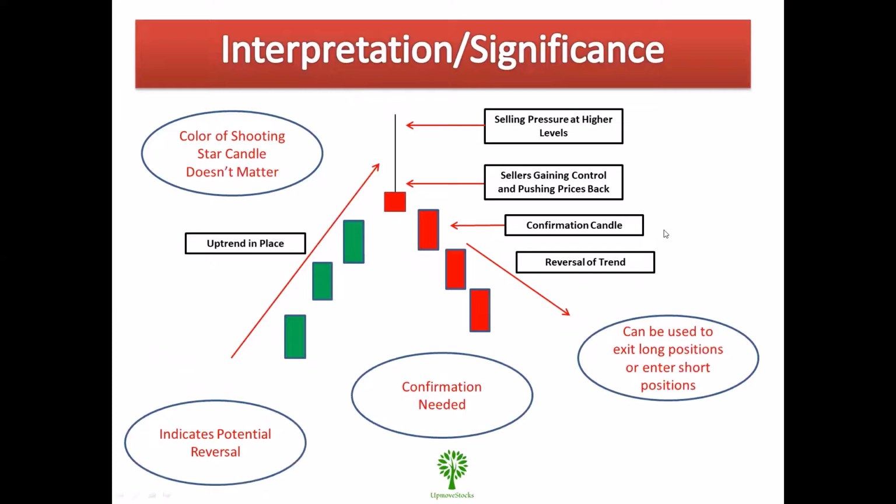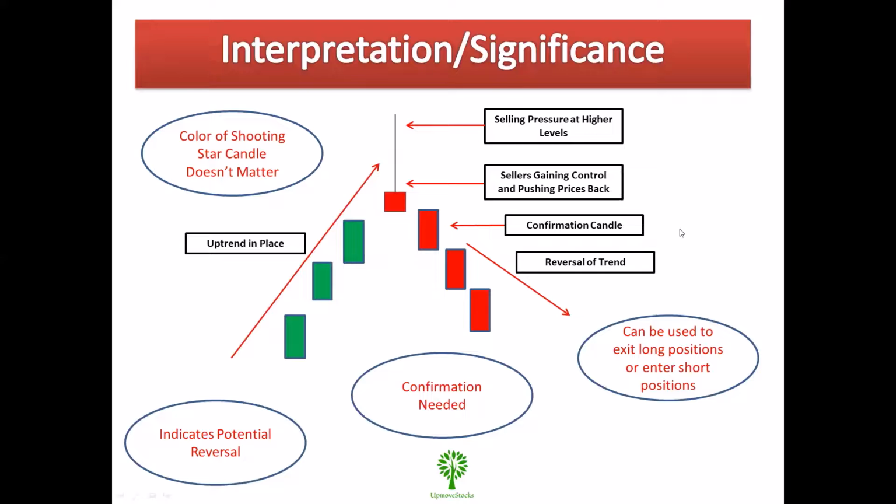So these three things are important. The interpretation we get from a shooting star candle is that it indicates potential reversal. However, we need a confirmation to ensure that the shooting star candle has been activated, and we can take a trade accordingly based on the information identified in the shooting star candle. That is to say that the buyers are not able to push the prices further up because sellers are dominant at this level. So how can a shooting star candle actually be used?